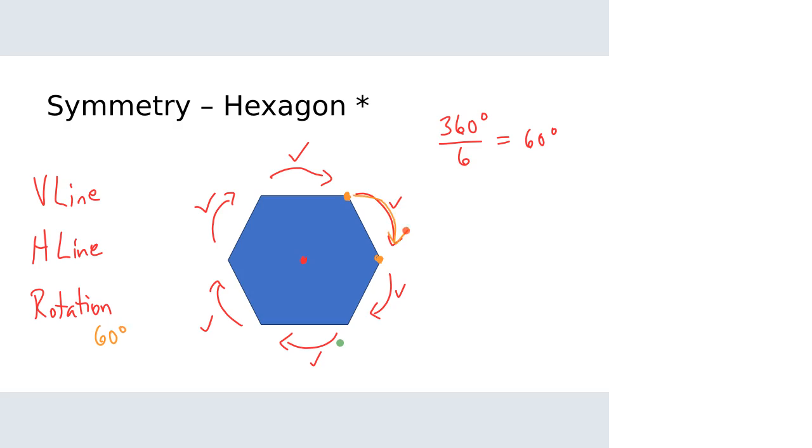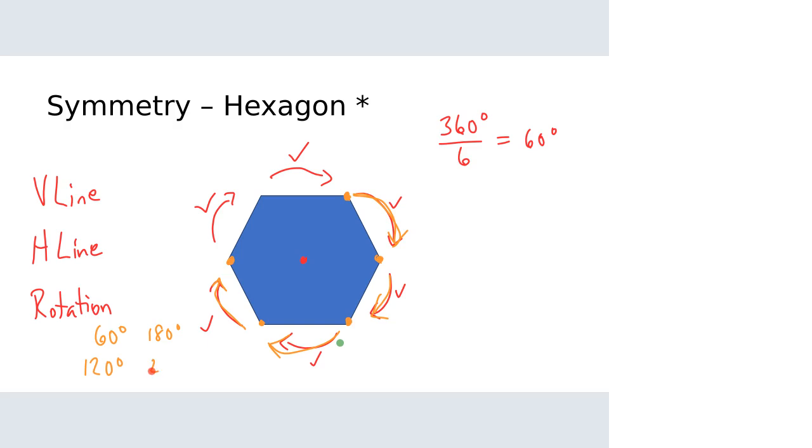So 60 degrees would get me here. If I do that twice, it would put me down here. So that's 120 degrees, which is also a rotation symmetry. If I were to rotate 120 degrees clockwise, this would land right on itself. And then if I do another 60 degrees, it would put that point here. Okay, so that's going to be at 180 degrees. And I do another 60 degrees, it would put my starting point here.